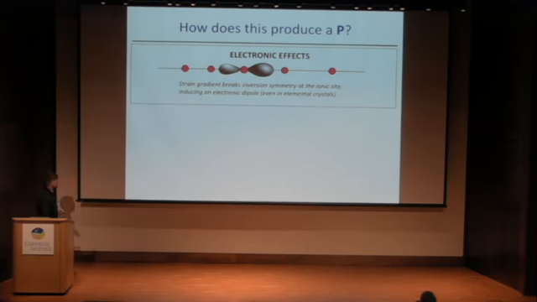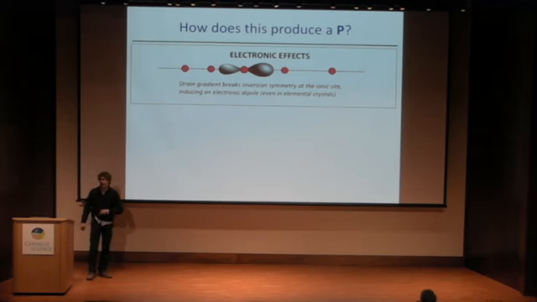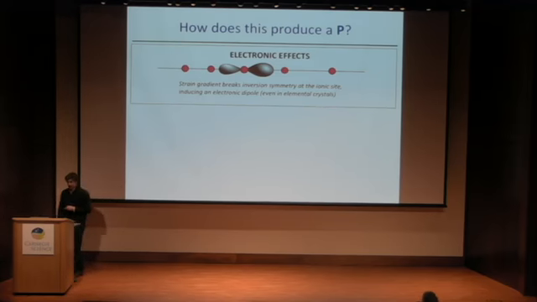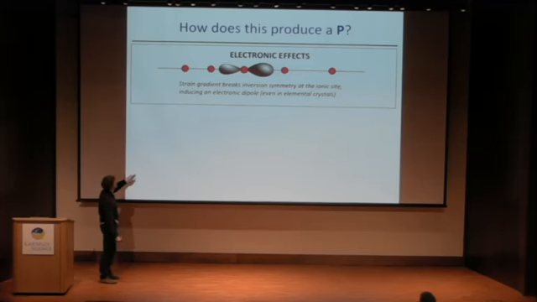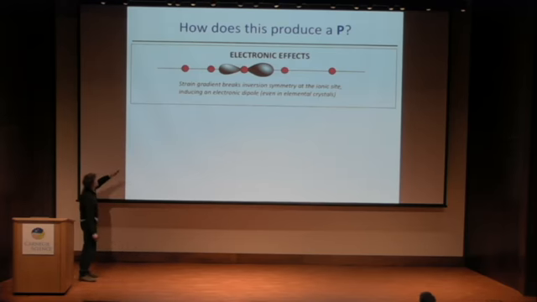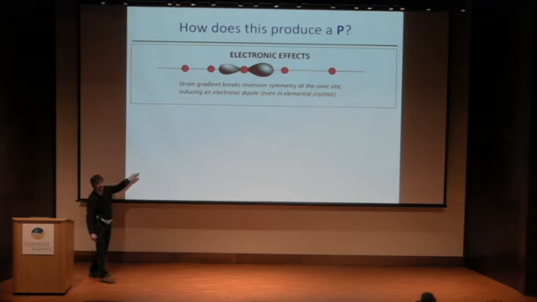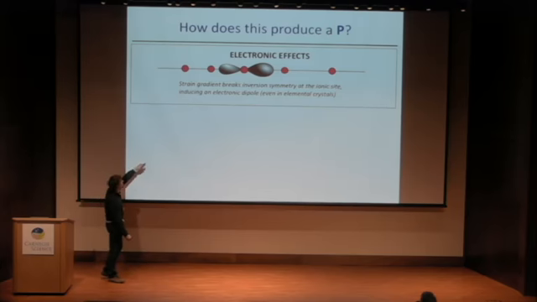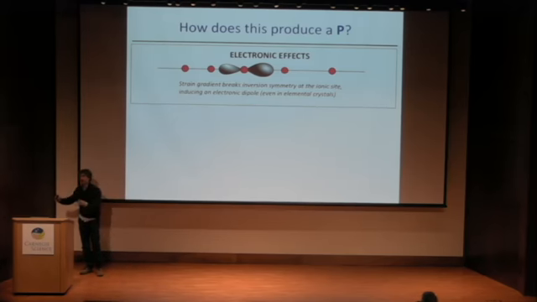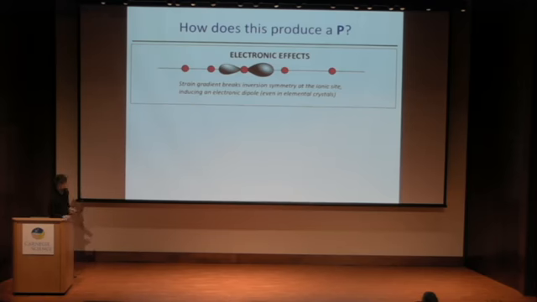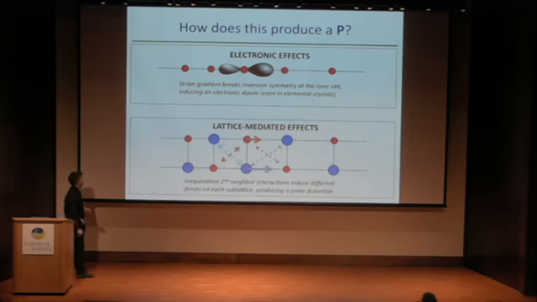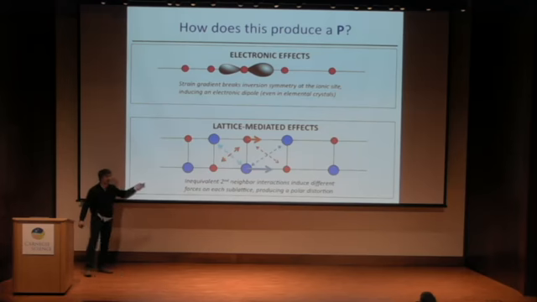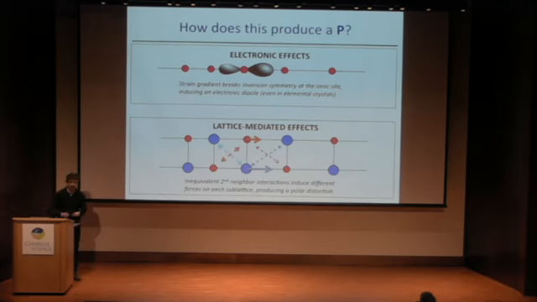There are 2 contributions. One is from electronic effects, just like the piezoelectric coefficient. For the electronic effect, you can think of an orbital sitting on a given atomic site. Within a strain gradient, you have a linear variation in the distance between the sites, and so this creates a broken symmetry environment for this orbital that deforms and actually produces a dipole. And then we have lattice-mediated effects, which depend on the interatomic constants of the lattice.